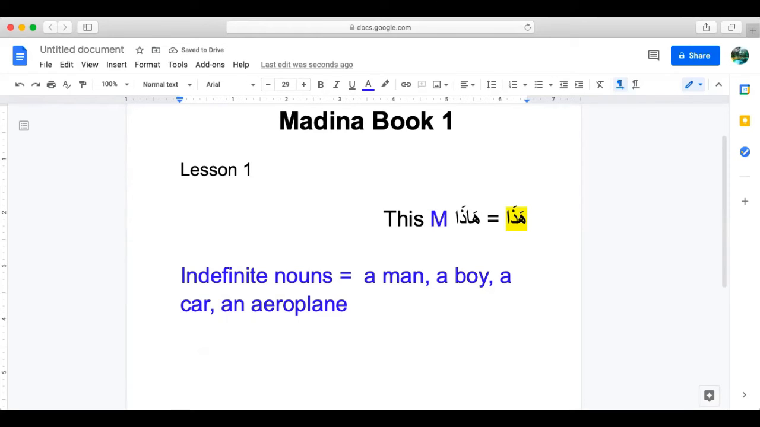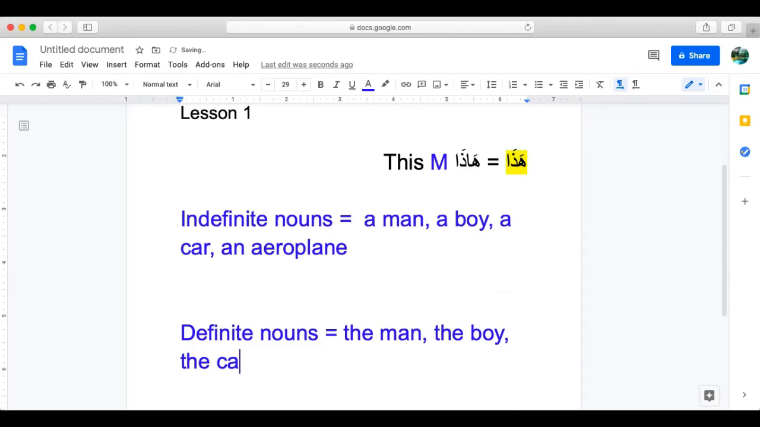Yeah. So while on the opposite we have definite nouns, and this is something that we're going to come across later on, but it doesn't harm to mention it now. So what are these? That will be like the man. So it's something that is known, something specific. The boy. So he said the. He won't say the about something that you don't know about. The car, the airplane. So that's fine, for English.